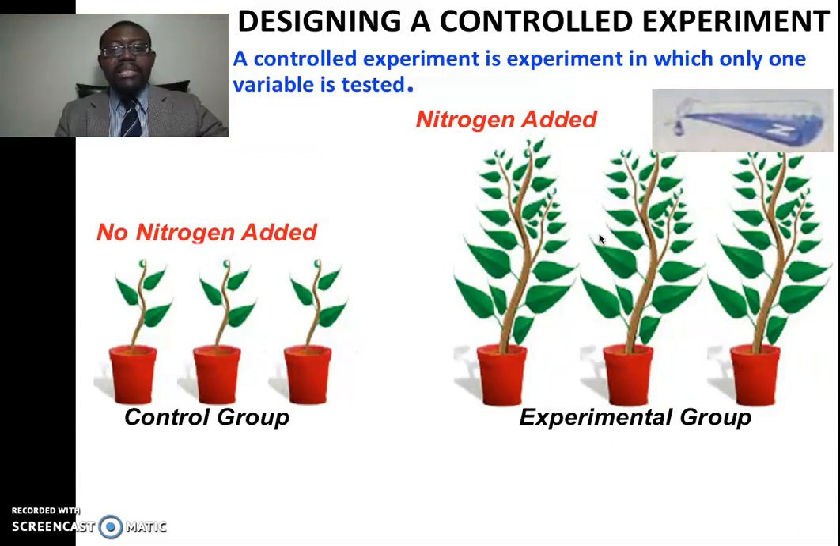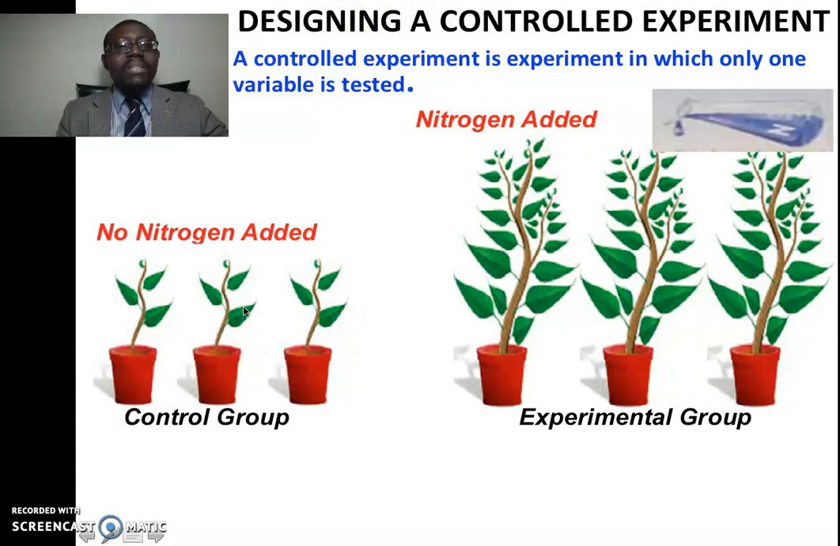For example, in this experiment, we are testing the effect of nitrogen on plant growth. As you can see here, in the control group, we are not adding any nitrogen, but in the experimental group, we are adding nitrogen. The difference is that in the control group, we don't add the variable that we are testing. In this case, the nitrogen.